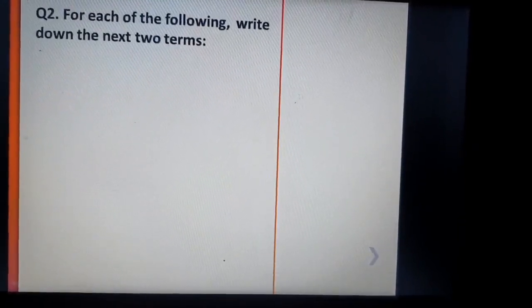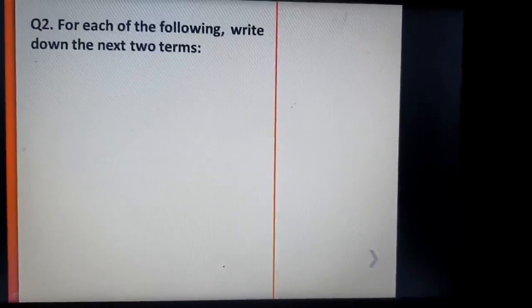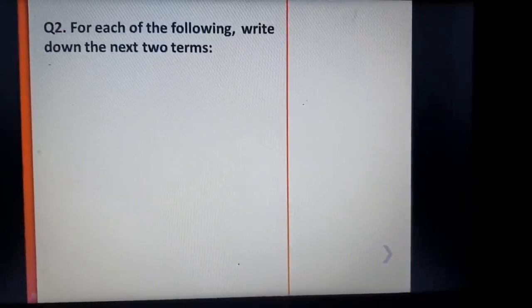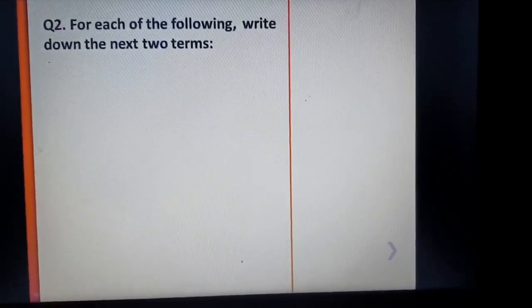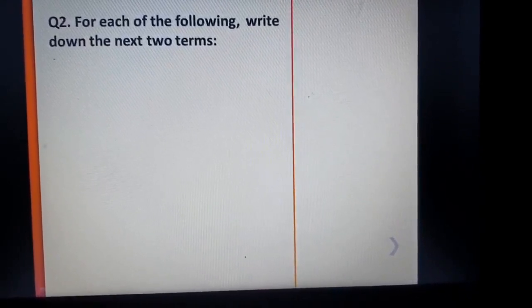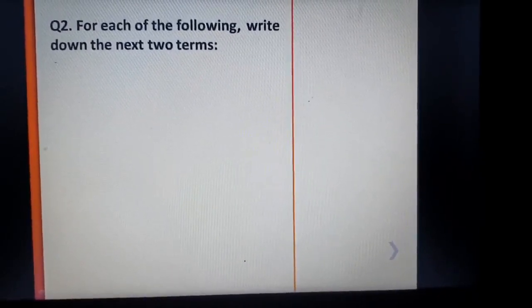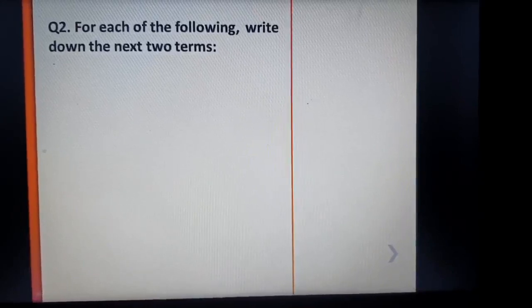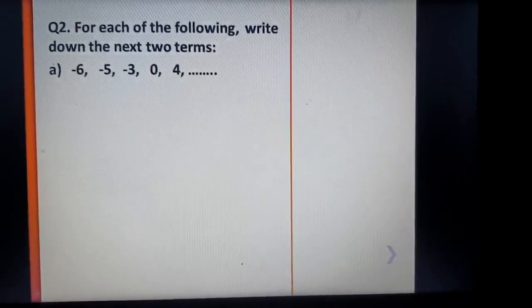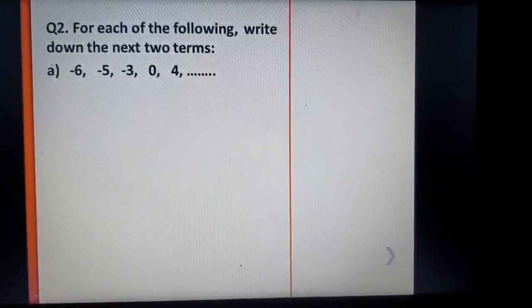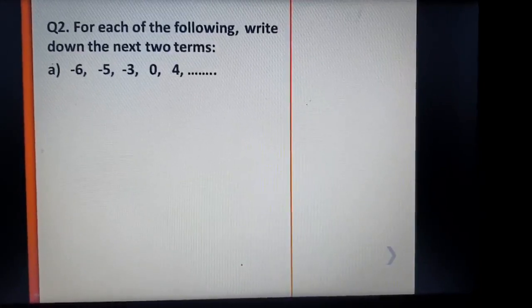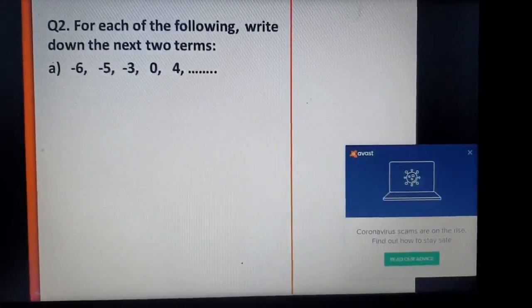Question number 2. For each of the following, write down the next two terms. Okay, this is the second question of the same exercise, same page. A part. What's the first question? Minus 6, minus 5, minus 3, 0, 4, etc.